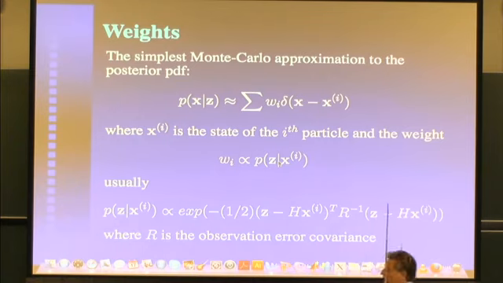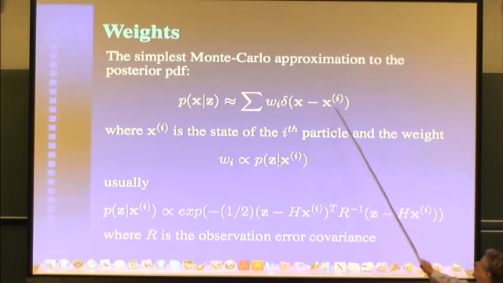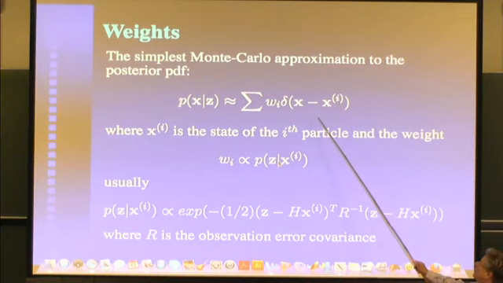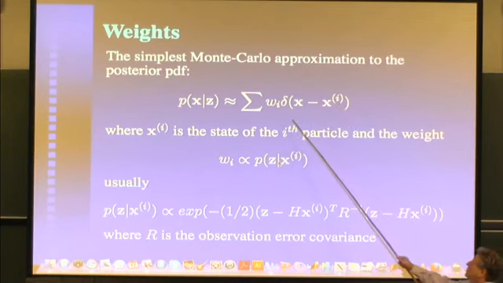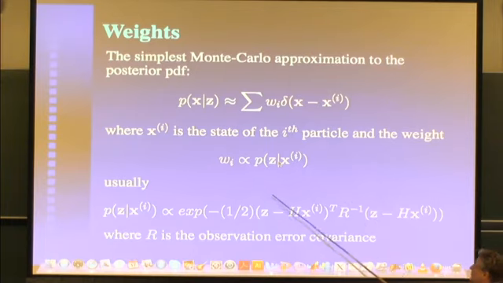Here's what actually happens. In the simplest Monte Carlo approximation, the posterior PDF looks like this. You have a bunch of particles with this index i, and your PDF is a bunch of delta functions with a weight, and the weight is usually proportional to the probability that you got the observation that you got, given this particular state. And usually, just to make life easy, because the models are usually such a bear, you say, well, the observations are Gaussian random variables.